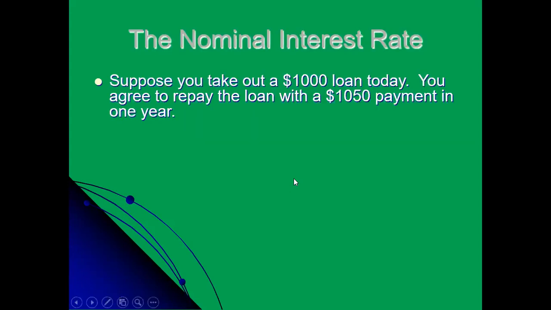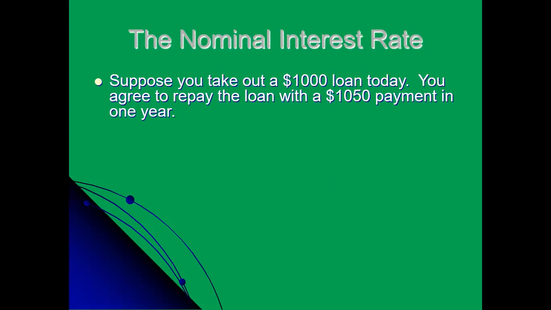For the first one, we have a review of the nominal interest rate, which is basically the interest rate that is given at face amount or value and is based on the loan contract. So for example, suppose you take out a $1,000 loan today and you agree to repay the loan with a $1,050 payment in 1 year.